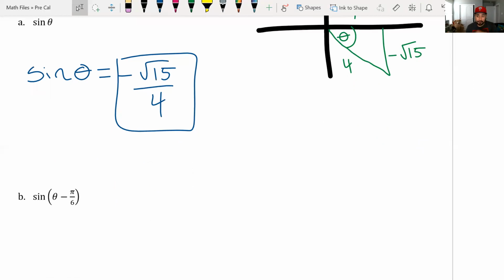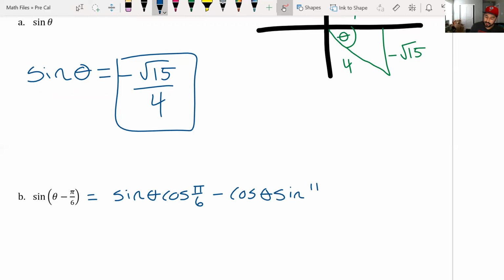This one's sine of theta minus pi over 6. So we learned formulas to expand the difference inside a sine function. So this becomes sine theta times cosine of pi over 6, minus cosine theta times the sine of pi over 6. So we expand this by the difference formula for sine.